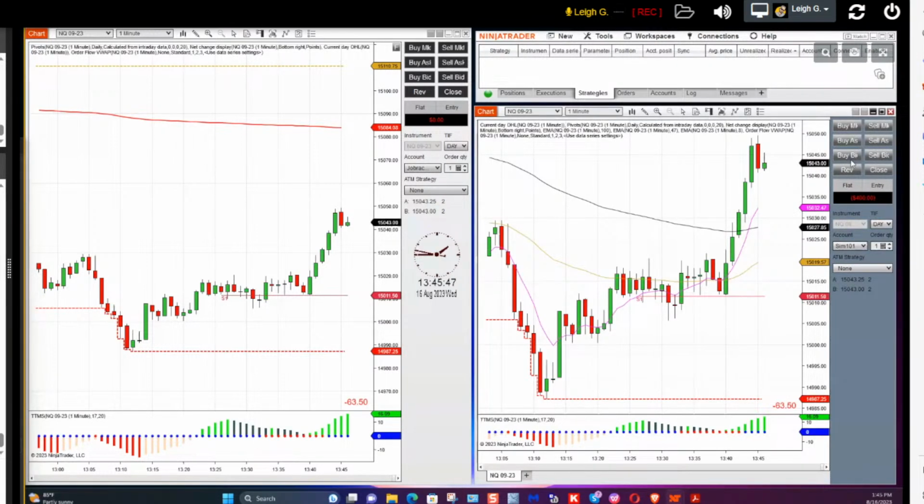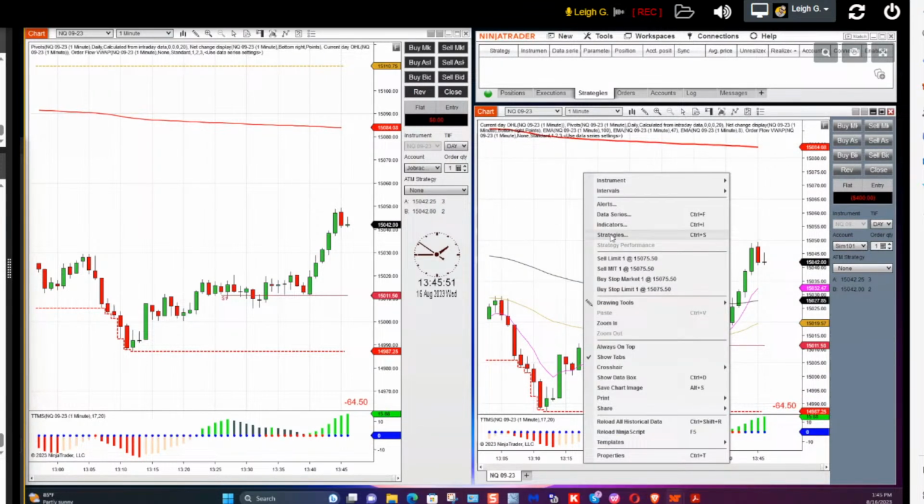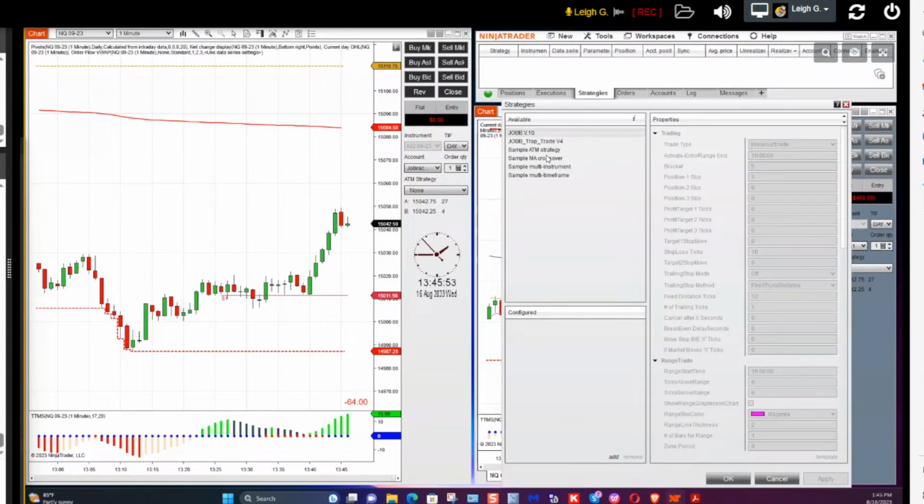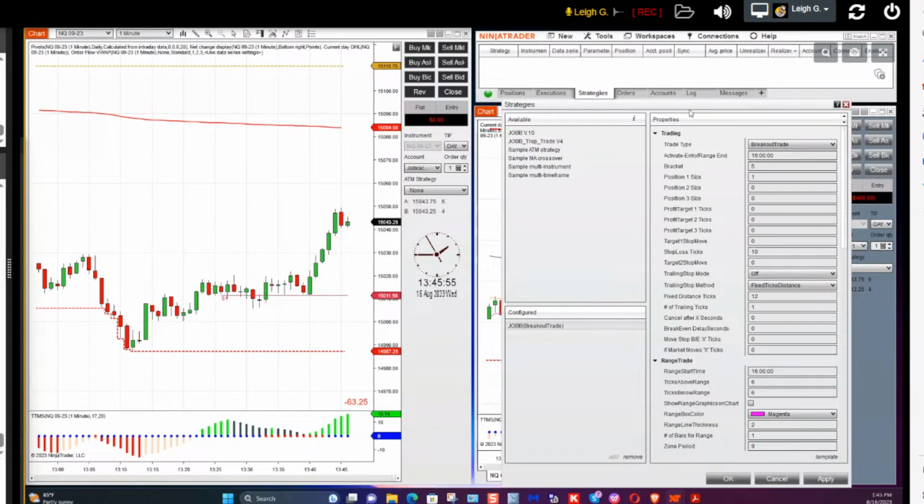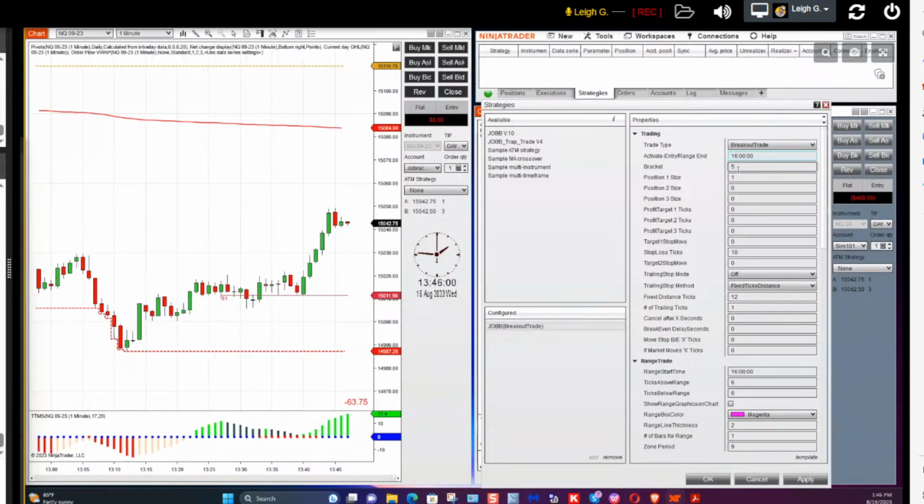And that setup is a breakout. So we use our software to enter the trade in. The trade type is a breakout, and then I would enter the trade at 13:59. It's a 2 o'clock event. That's when the report comes out. We have a bracket of 18 ticks.